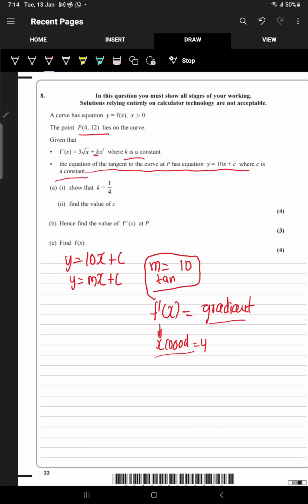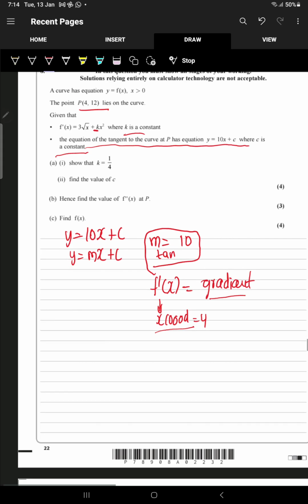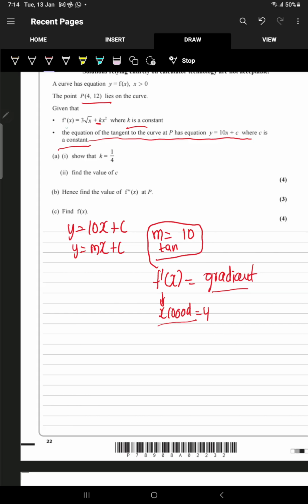So we need to substitute the x coordinate 4 into f dash of x and set it equal to the gradient, because you should know that the gradient of the tangent is found by finding f dash of x, which is dy over dx. Substitute the x coordinate, and then you find the gradient of the tangent. We have the information that x is equal to 4 and the gradient is 10, and we just need to find this variable.